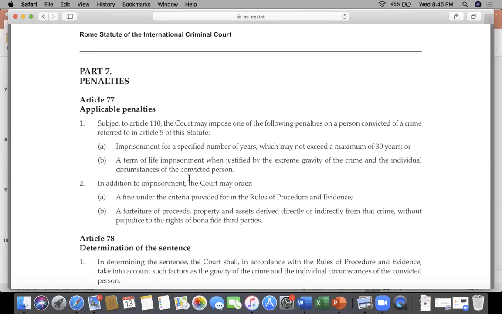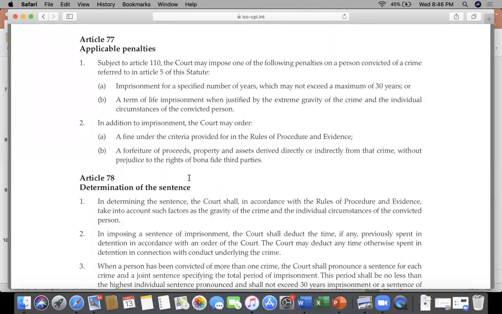So life imprisonment is the exception, but the normal rule is imprisonment which may extend up to 30 years. Apart from these kinds of punishments of imprisonment, a person may also be fined, and there is also a possibility that whatever he or she might have earned by arrogating the property of others, in such case what may happen? A forfeiture of proceeds, property and assets derived from that crime. So this is also possible.